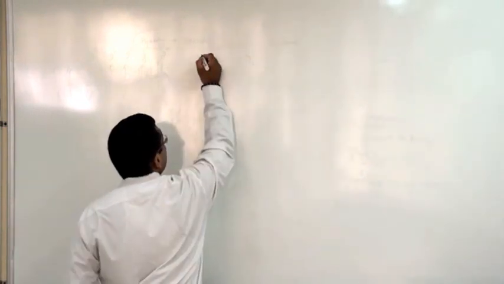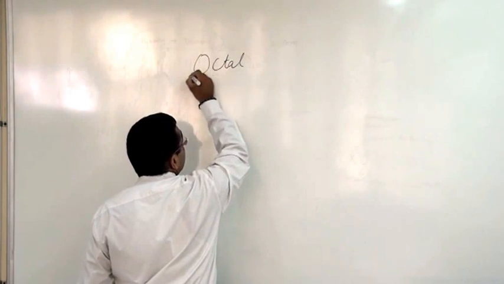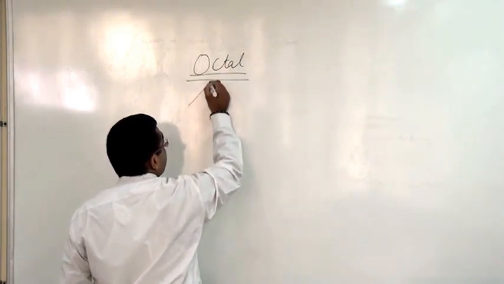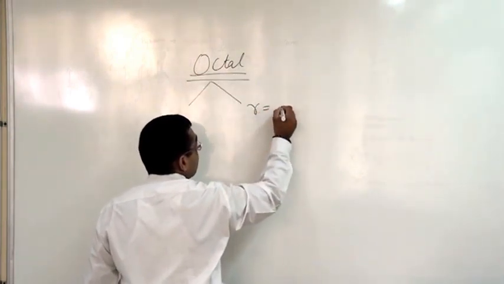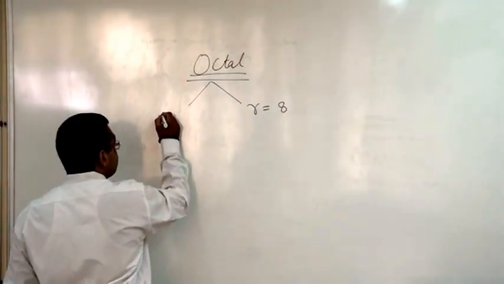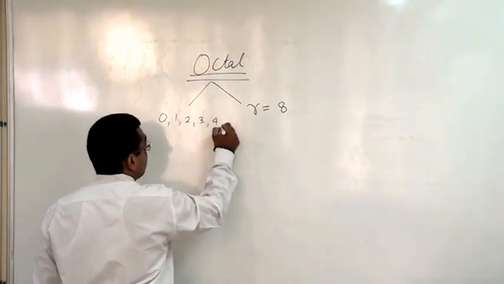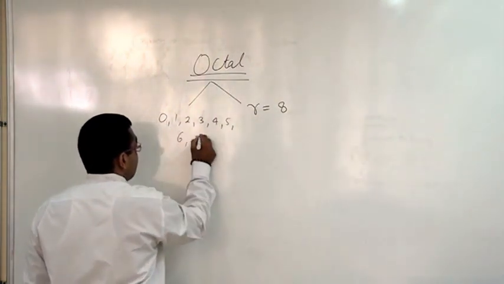In octal number system, we have radix as 8. So the symbols used are 0, 1, 2, 3, 4, 5, 6 and 7.